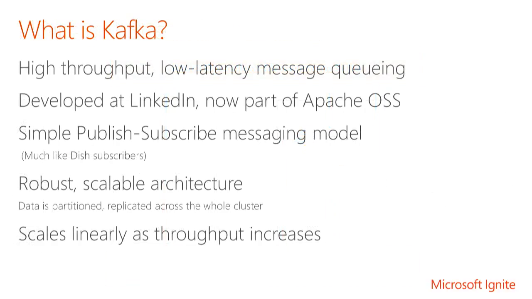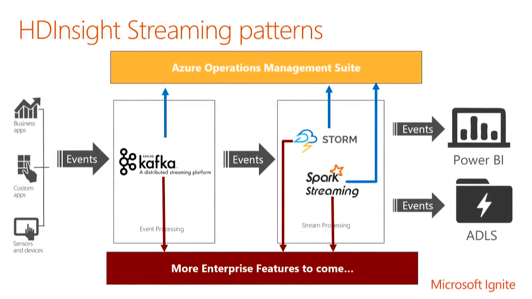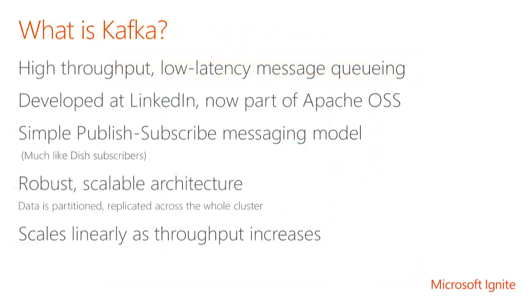So before we can do a comparison of both Storm and Spark Streaming and Kafka, let's walk through a little bit of a deep dive on what Kafka is, as it is a very new technology. So Kafka is a high throughput, low latency messaging service. It was developed at LinkedIn, like we just mentioned before. It is a simple publish and subscribe model.